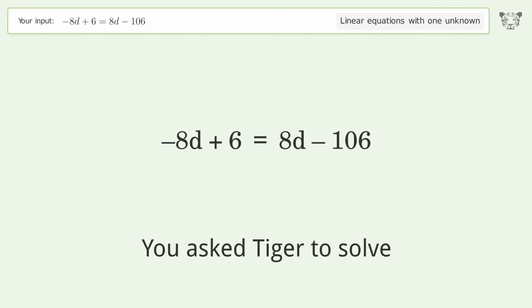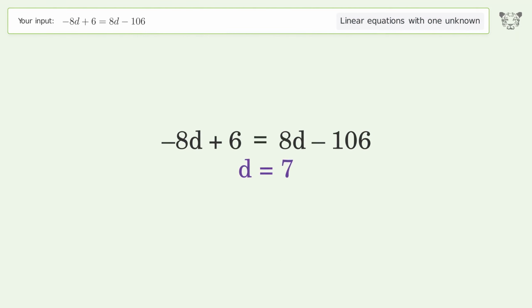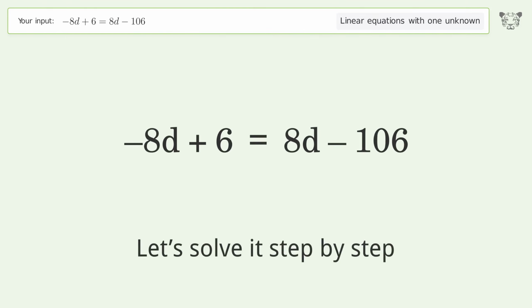You ask Tiger to solve. This deals with linear equations with one unknown. The final result is d equals 7. Let's solve it step by step.